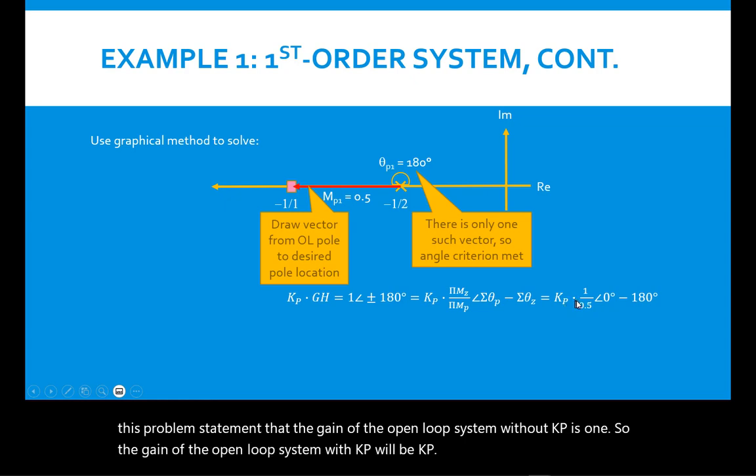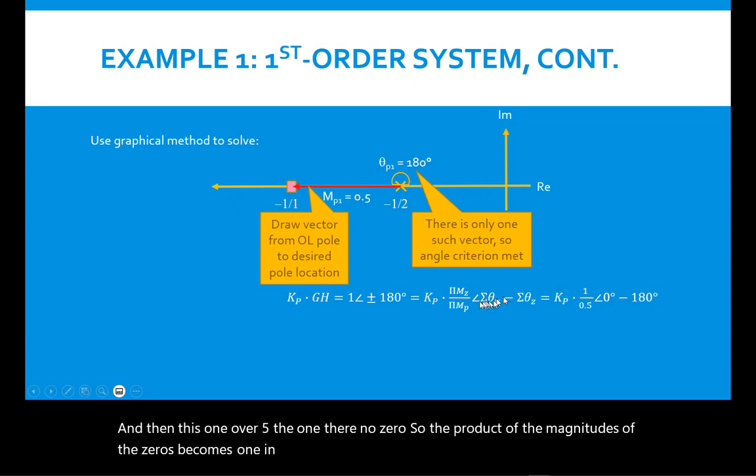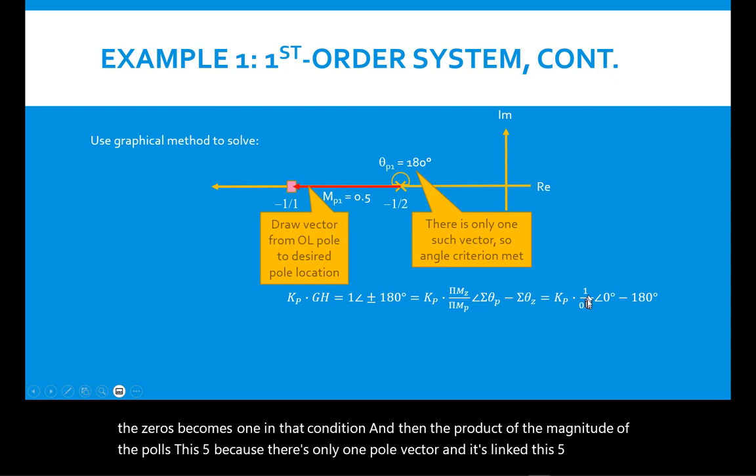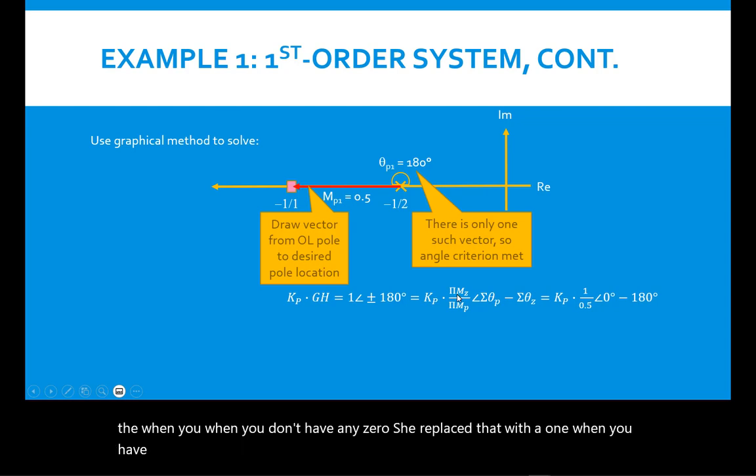And then this 1 over 0.05, the 1, there are no zeros, so the product of the magnitudes of the zeros becomes 1 in that condition. And then the product of the magnitude of the poles is 0.05 because there's only one pole vector and its length is 0.05. So when you don't have any zeros, you replace that with a 1 when you have a product mathematically.